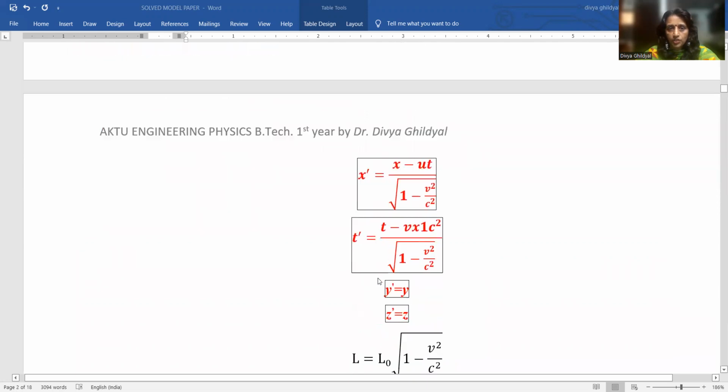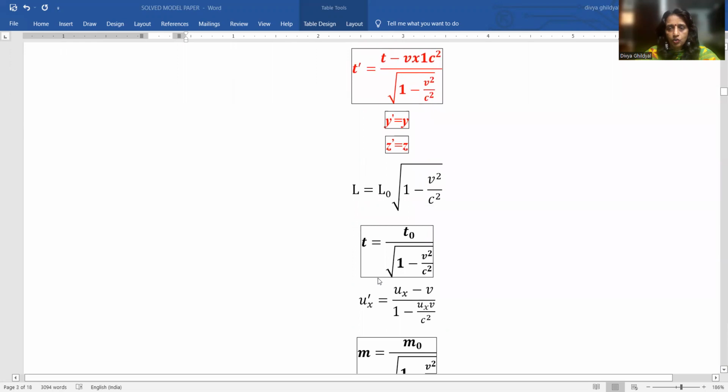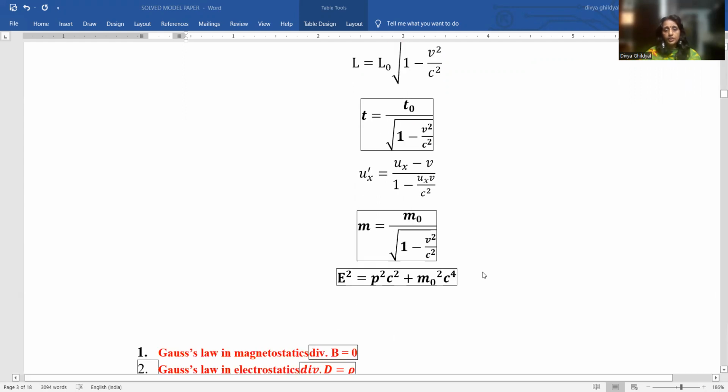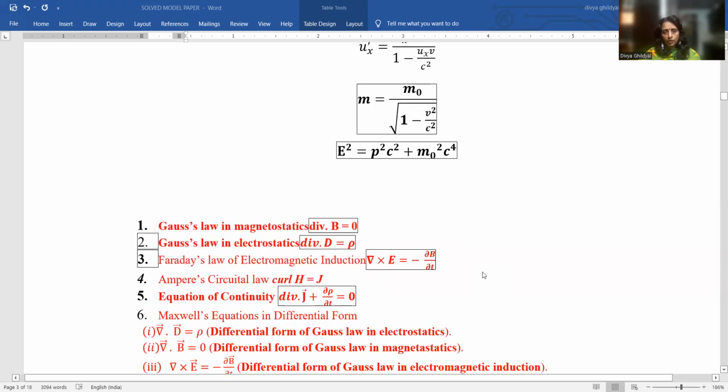Lorentz transformation equations: x dash is equal to x minus vt upon under root 1 minus v square by c square. T dash is t minus vx by c square upon under root 1 minus v square by c square. Length contraction: L equal to L naught into under root 1 minus v square by c square. T equal to t naught upon under root 1 minus v square by c square. Relation between energy and momentum: E square is equal to P square C square plus M naught square C to the power of 4.